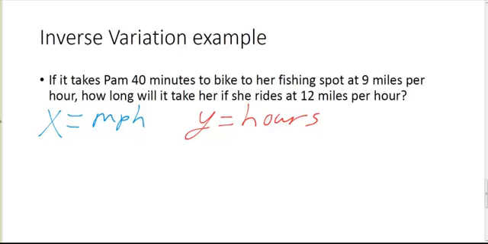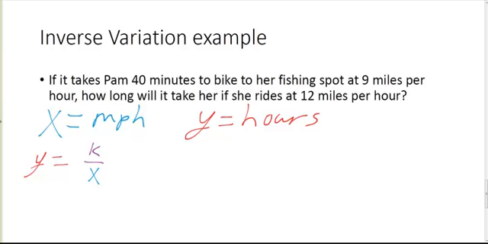All of this again should make sense. You should be able to draw a picture of it or visualize this very easily. If not, then something might be wrong. So we'll have y equals k over x. And so we have 40 minutes. I'm going to change that to hours. So that's 40 over 60.